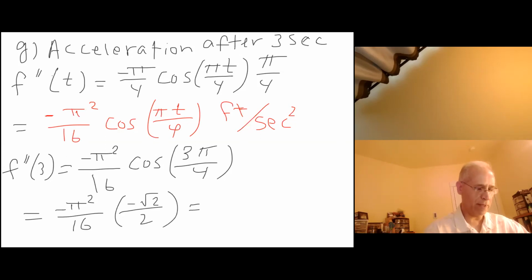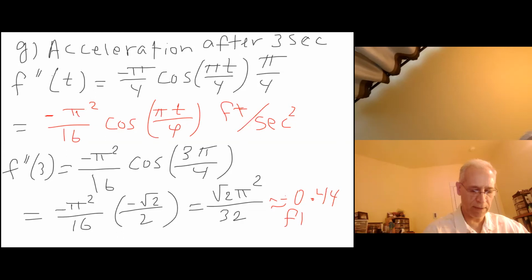So that gives me negative times negative is positive, root 2 pi squared over 32. And that approximately equals 0.44 feet per second squared.